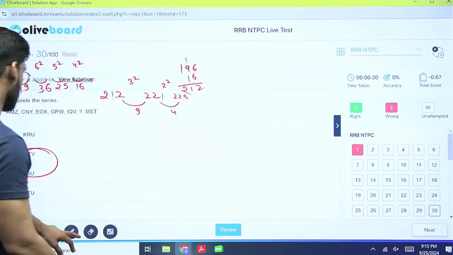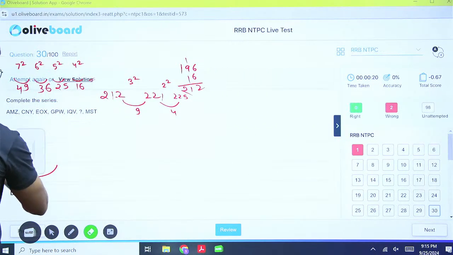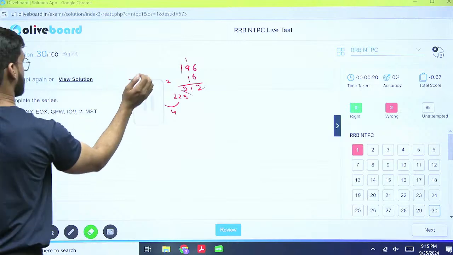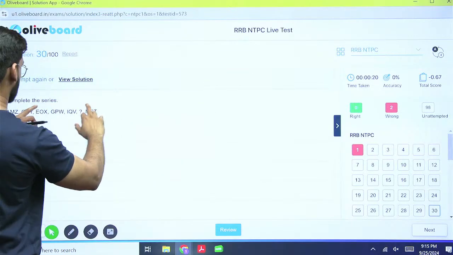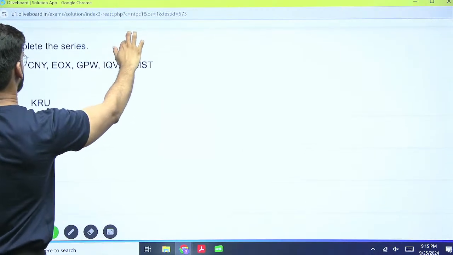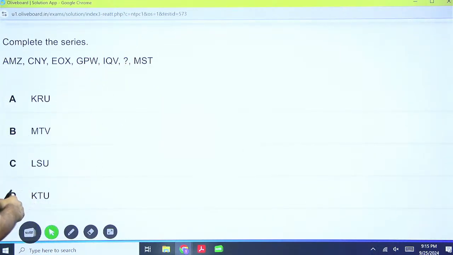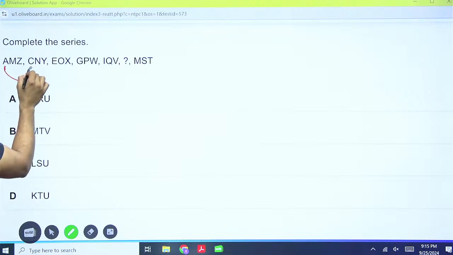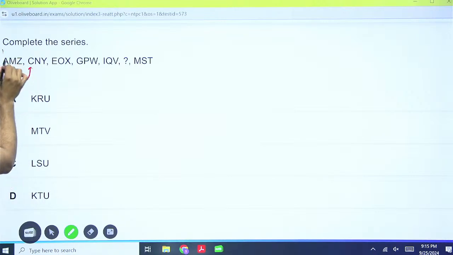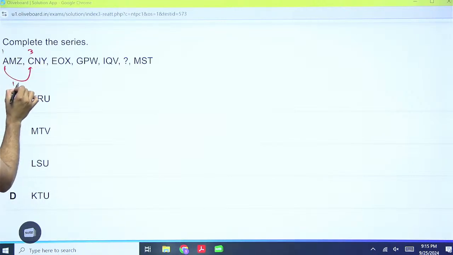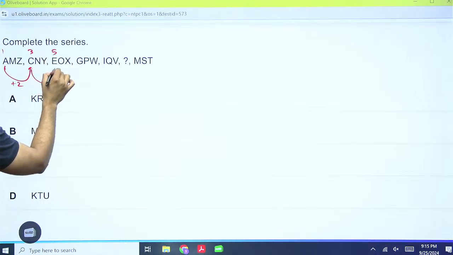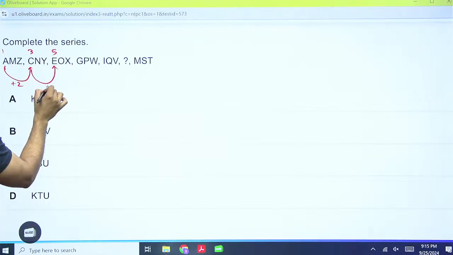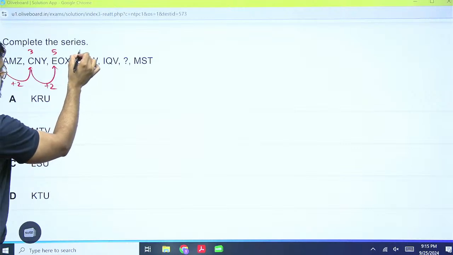The thirteenth question we are having is from the letter based series. Okay, C. Let's compare this A with C. A comes at 1, C comes at 3, so we have added 2. After that E comes at 5, and if we are comparing E to C, then we are also adding plus 2. E to G, that's 7.